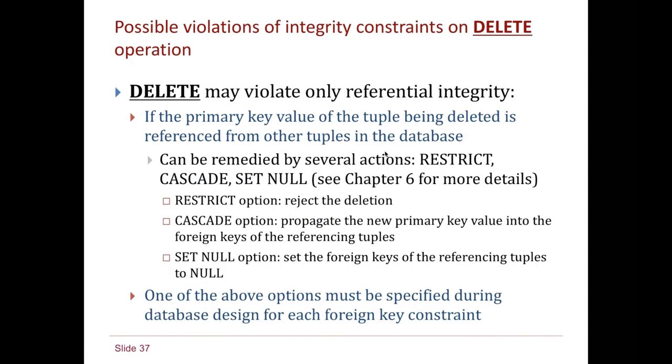We want to delete it. What should be the possible operation? The possible operations are three. Number one, restrict. Number two, cascade. Number three, set null. What does this mean? It means when we write a query where a foreign key is involved, with that key we can mention restrict, or we can mention cascade, or we can mention set null. In restrict, what will happen? Let me take you back.